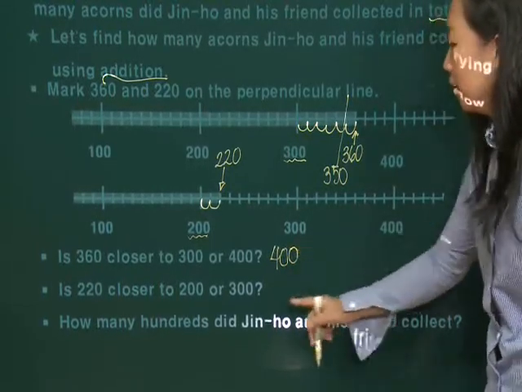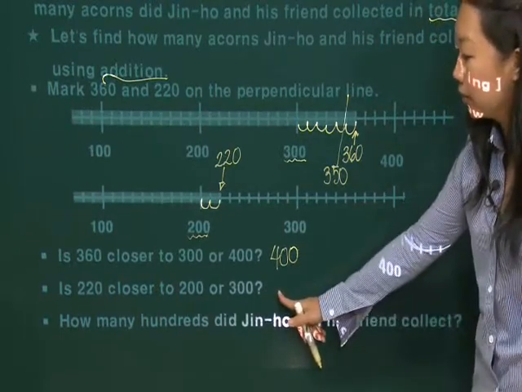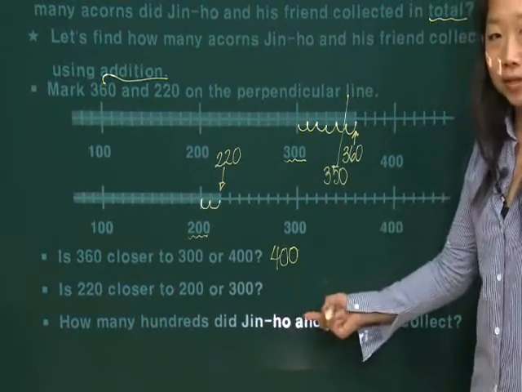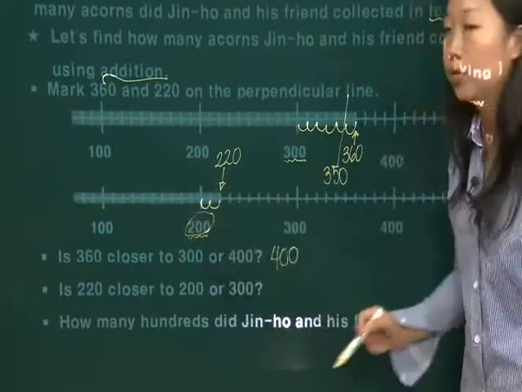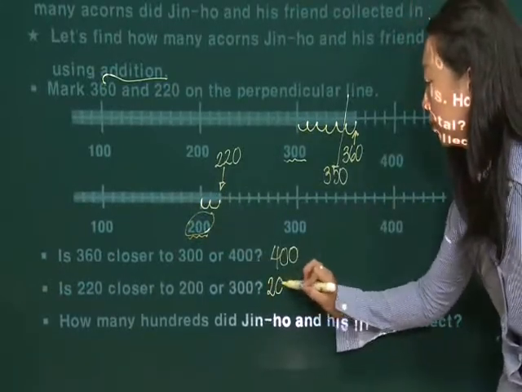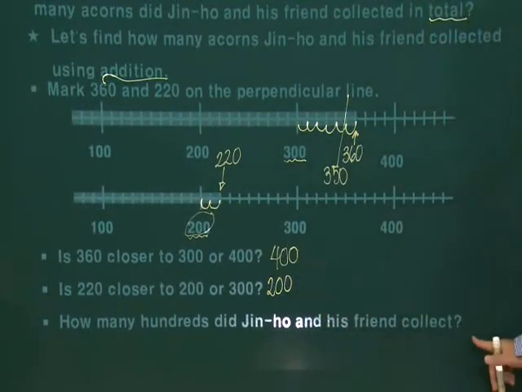So let's look at the next question. It's asking, is 220 closer to 200 or 300? Well, as you can see, this is pretty easy, right? Because it's obviously closer to 200. So the answer will be how much? It will be closer to 200. So how about if we look at our last question?